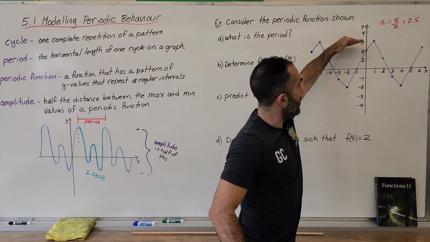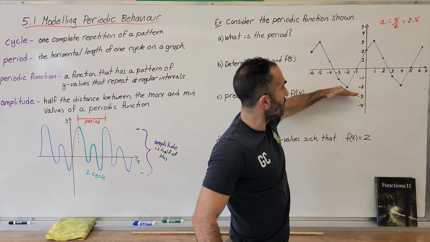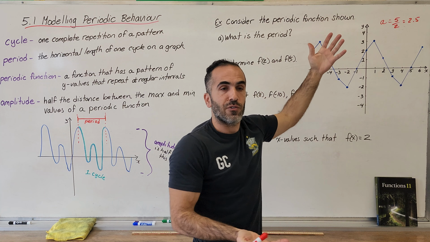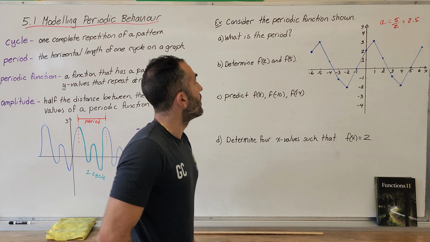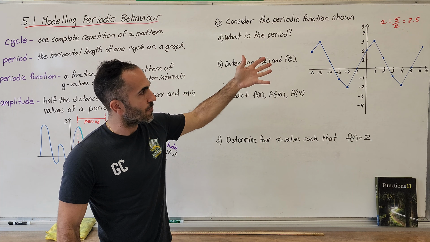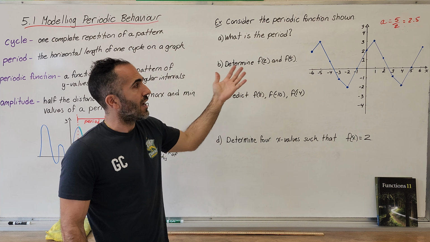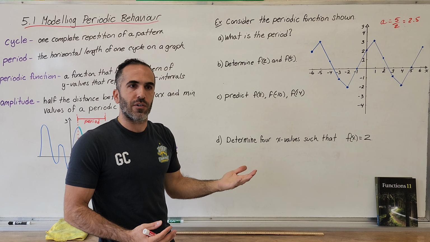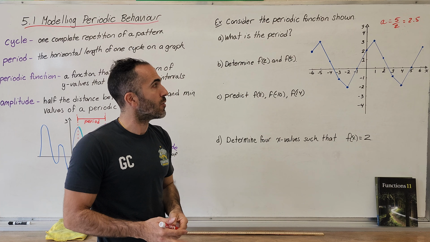Okay, so we just found the distance from the highest number to the lowest number, it's 5, and we divide it by 2. That's always how you find the amplitude. Let's look at these questions. What is the period? So if I wanted to find the period in something that is clearly periodic, I have to pick points that I know are the same, and that's where the pattern repeats itself.